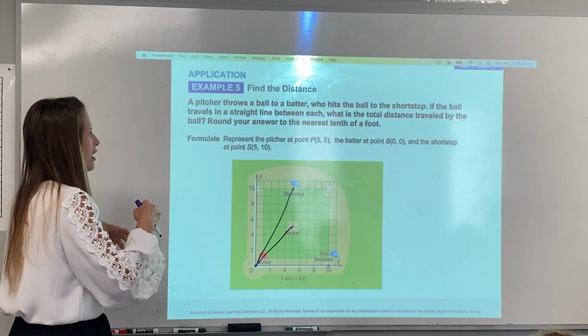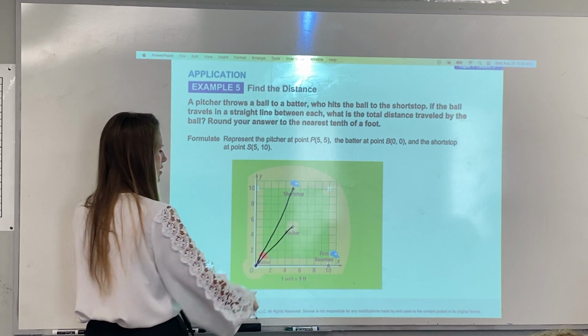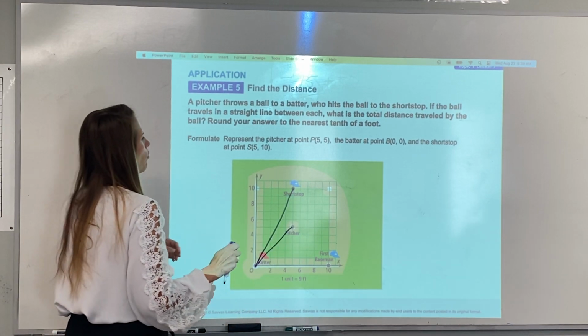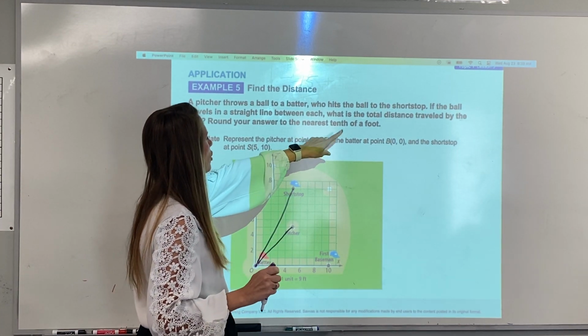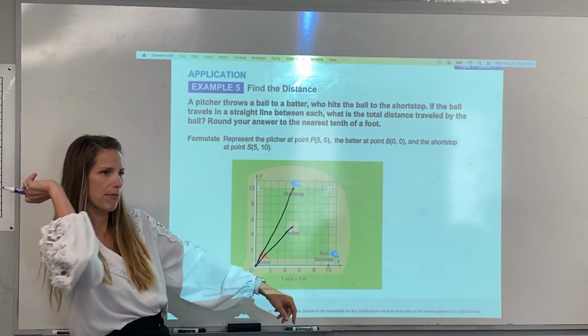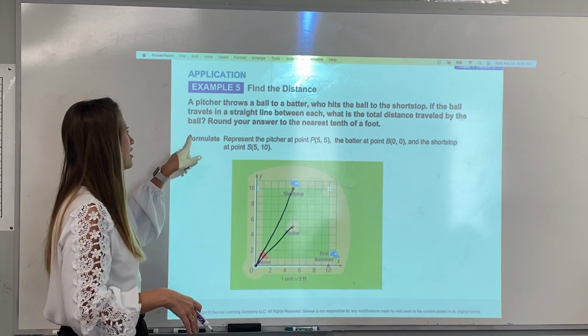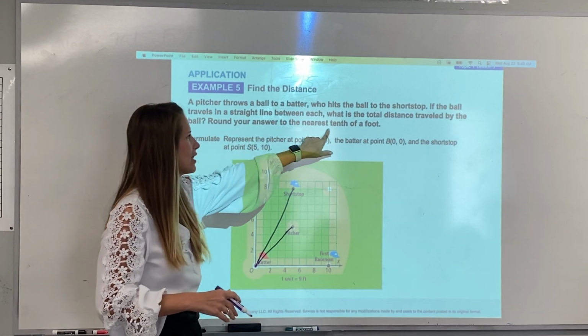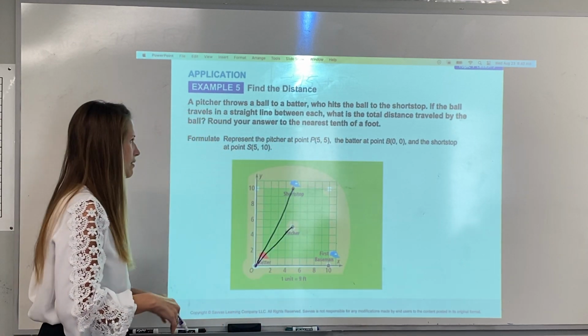So they're not just asking for this distance, and they're not just asking for that. They want the whole distance: the total distance traveled by the ball. Remember last year it was all about those parabolas. How high is the ball gonna get? This year we're finding the distance. Round your answer to the nearest tenth of a foot.